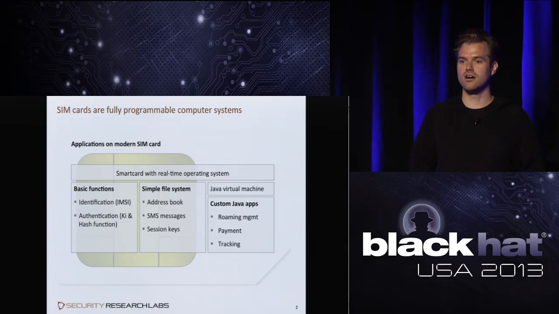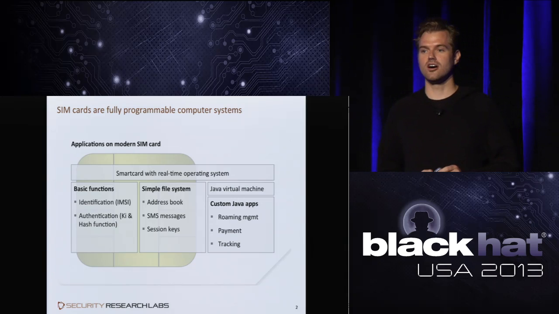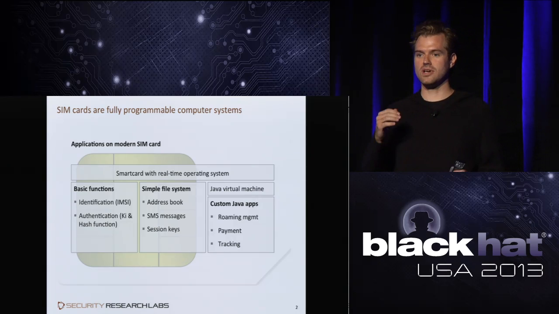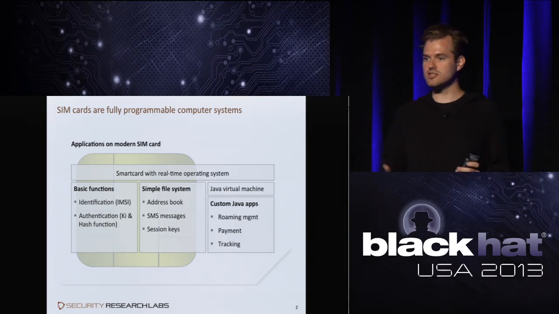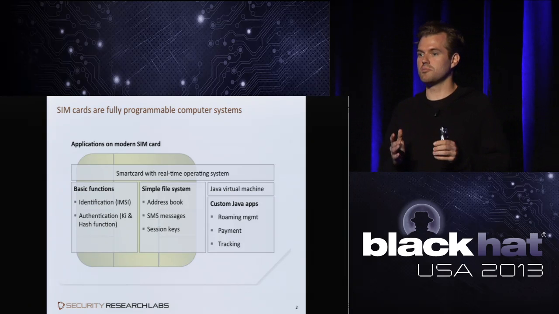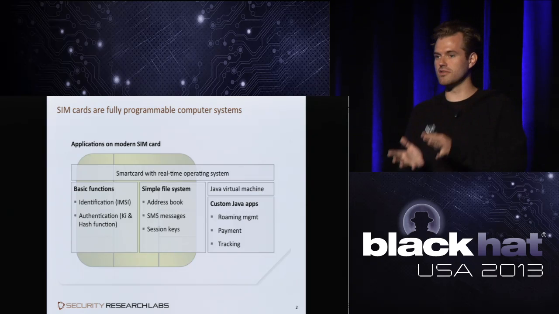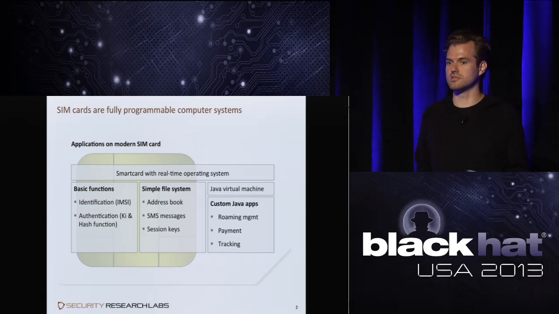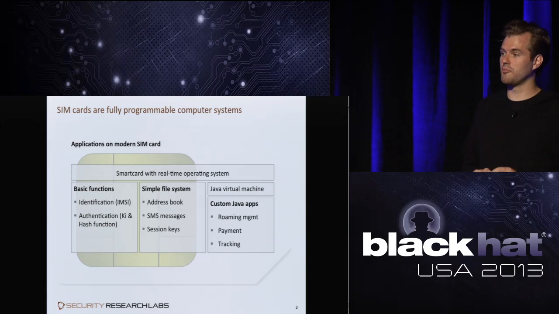Popular uses here are roaming management. That is, when you touch down in a country that you haven't been before, your operator updates a list on your SIM card that says, I prefer this network over this other because I negotiated better rates. So it has to do with revenue optimization.